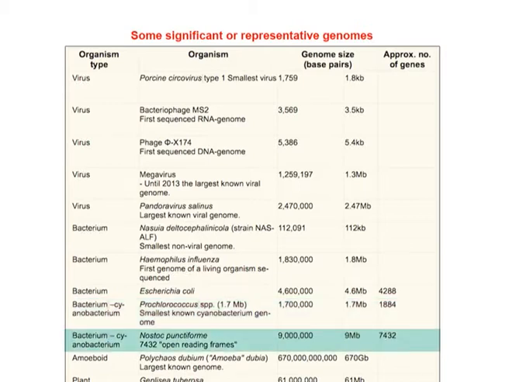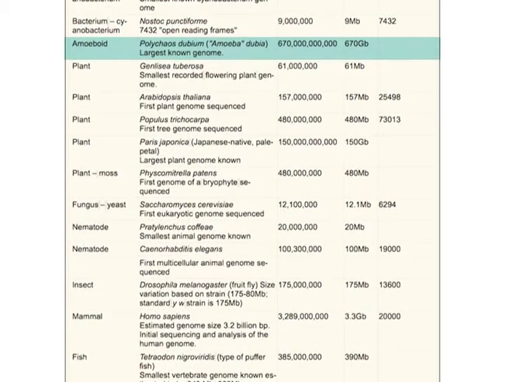Bacterium Nostoc punctiforme, with 7432 open reading frames, has a genome size of 9 MB. The amoeboid Polychaos dubium, the largest known genome, has a genome size of 670 GB.